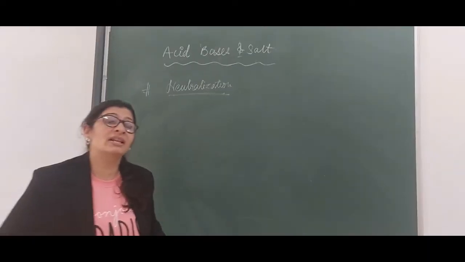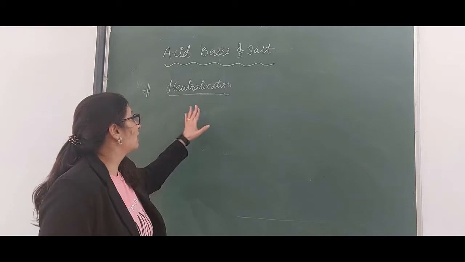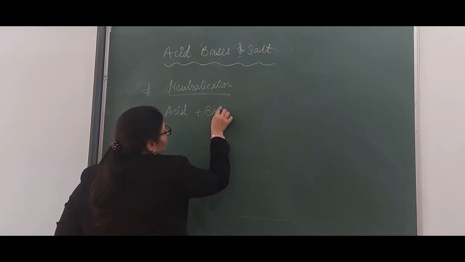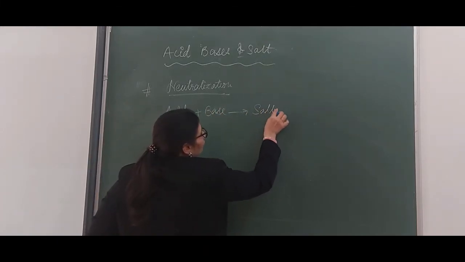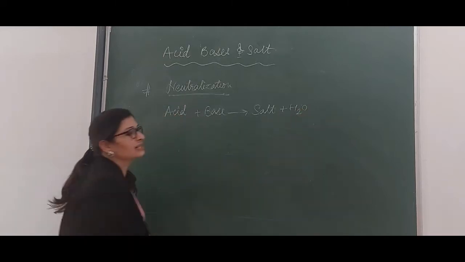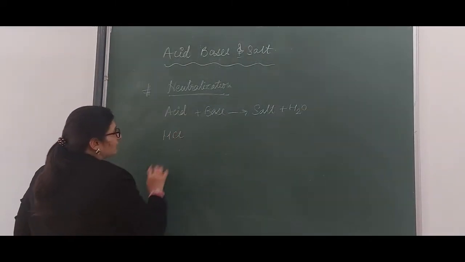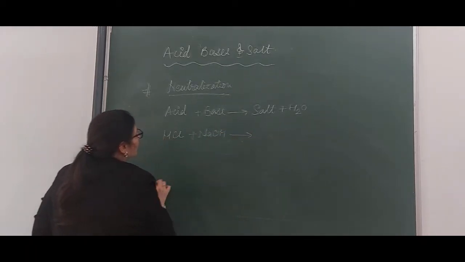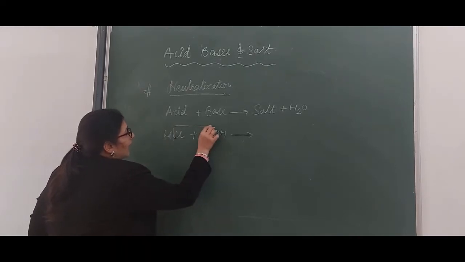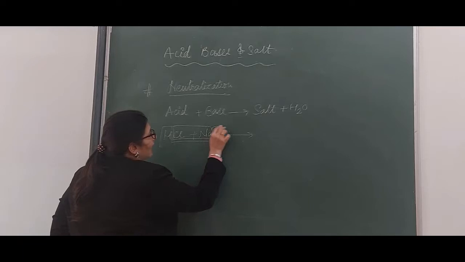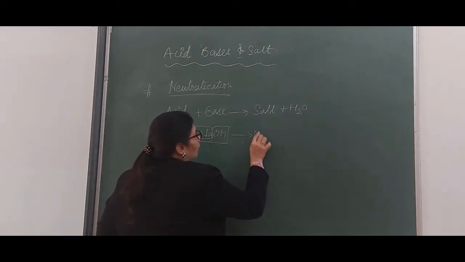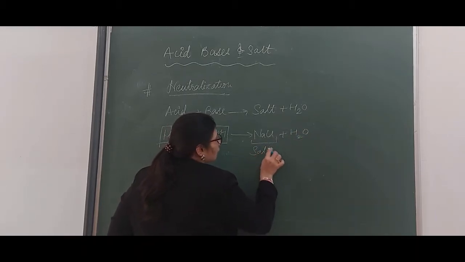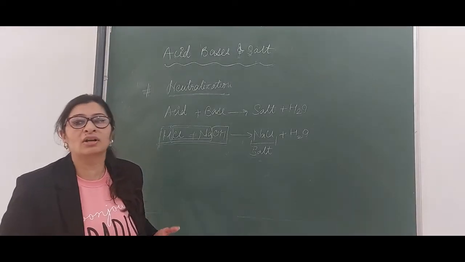I have just discussed that when the acid and the base combine with each other, they form salt. So acid plus base combine and give you salt plus water. And how does it happen? Suppose you have taken HCl as the acid and NaOH as the base. They both combine and form salt, and the H and OH join together and form a water molecule. This is the salt, also called sodium chloride, table salt, the salt which we eat.